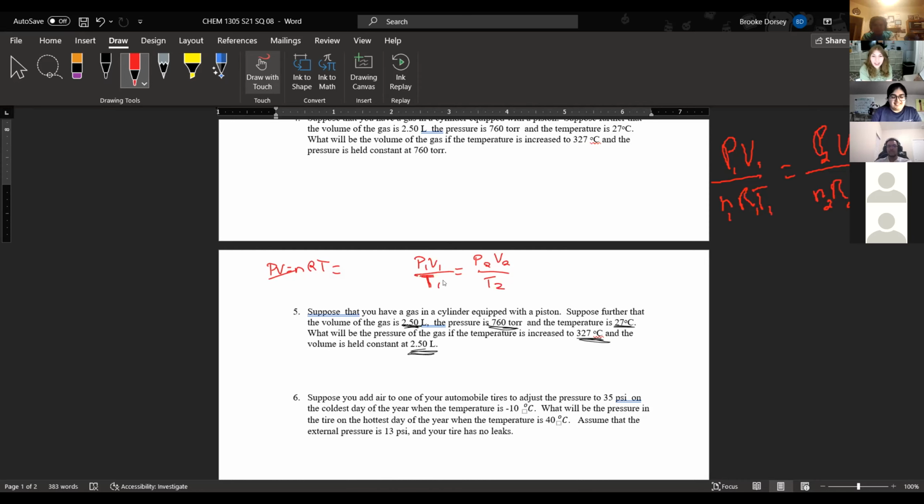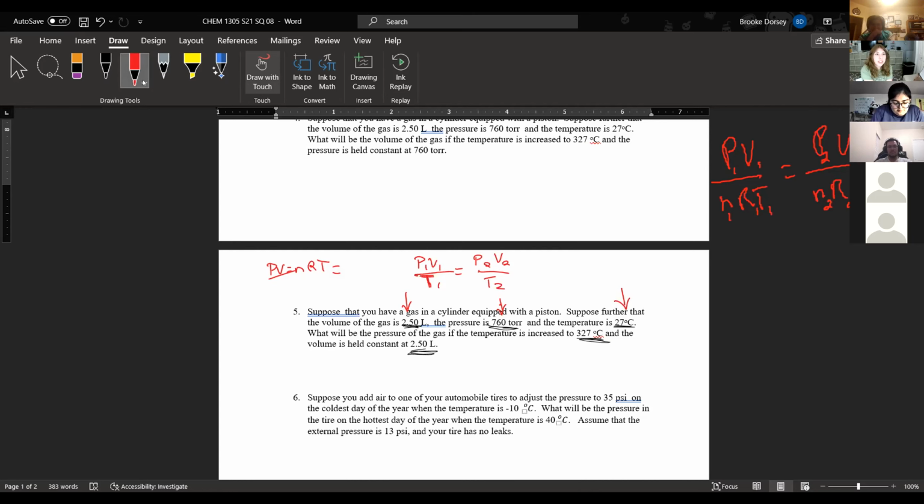So we have P1, V1, and T1. Our pressure one is usually the first one they give you. So in this case, it'd be 760 torr. Our V1 would be 250, and our T1 would be 27 degrees Celsius.